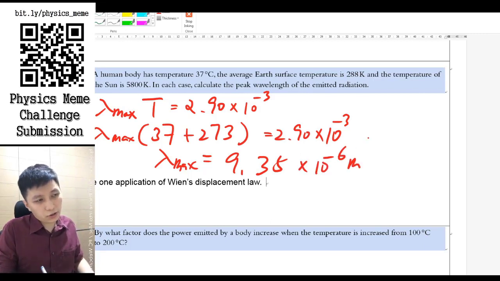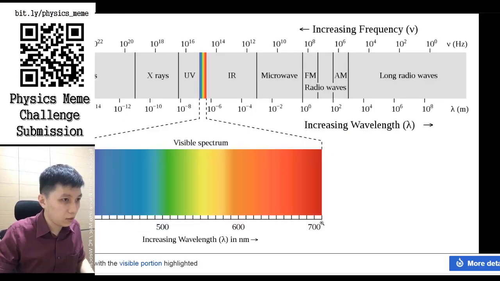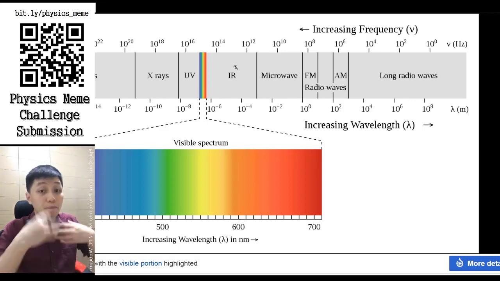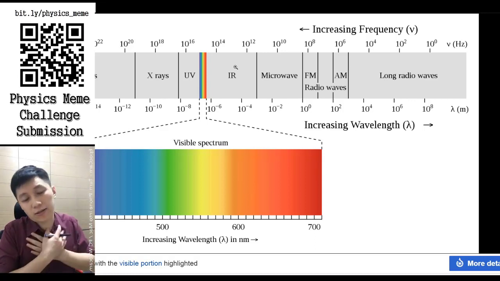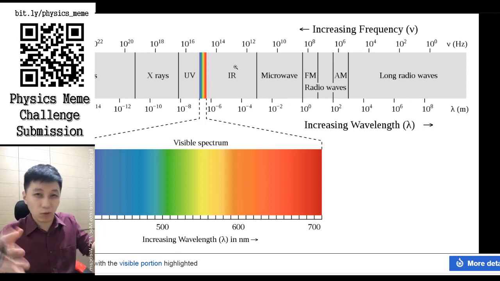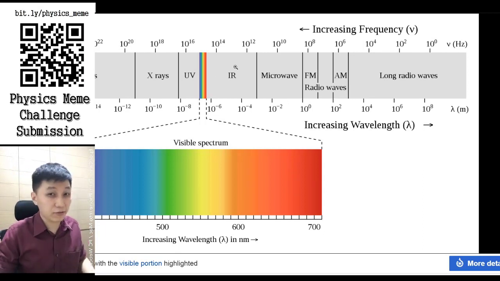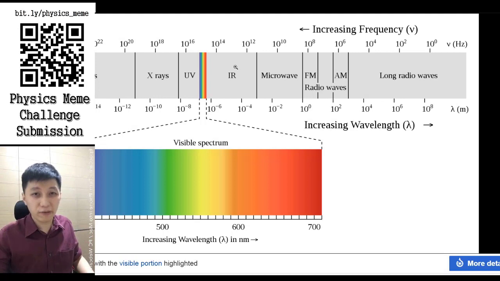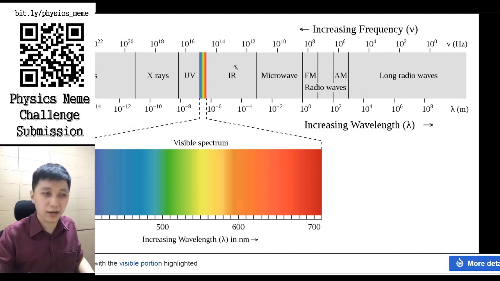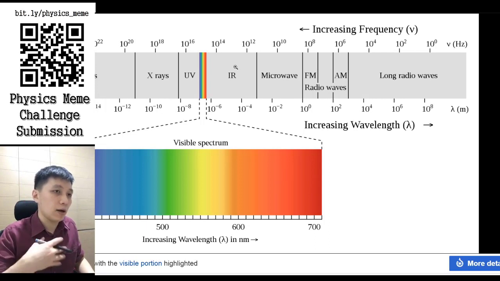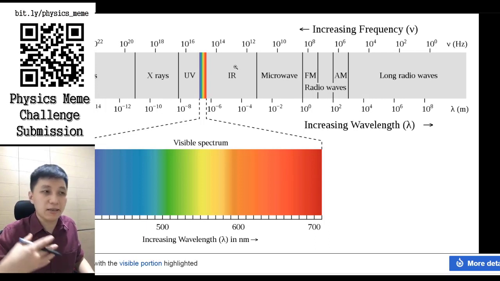So if you try to check this in the spectrum, you can then find this should be around here, which is the infrared. So that's why, because our body temperature is roughly, well, constantly 37 degrees Celsius, or even if you have fever, it's just maybe 1 degree higher, it's still infrared only. So that's why our body mainly is emitting the infrared.